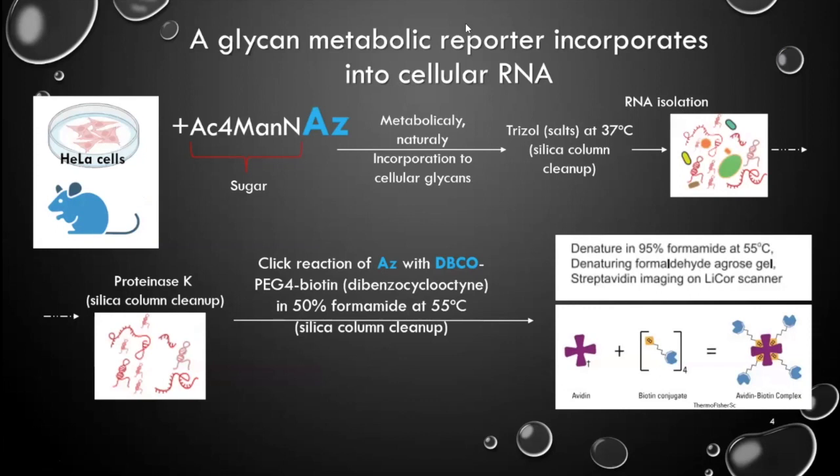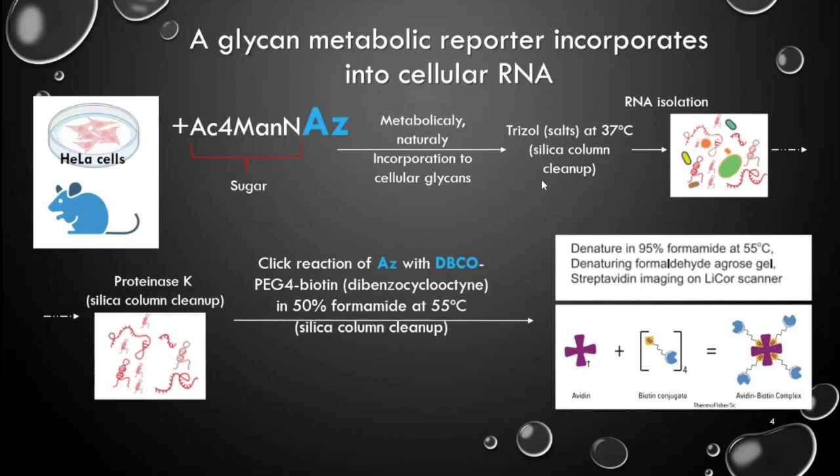So they use a very interesting approach. They use the glycan metabolic reporter. For the cells and the mice model, it is tetraacylated mannose, which contains the sugar part and azide. It's naturally metabolically incorporated into the cellular glycans. And then from those cells, the authors isolated RNA.